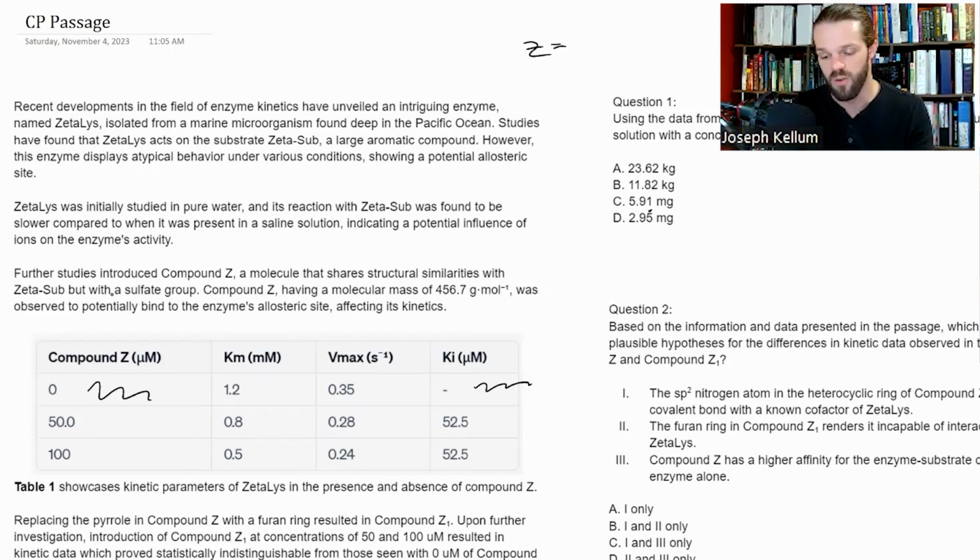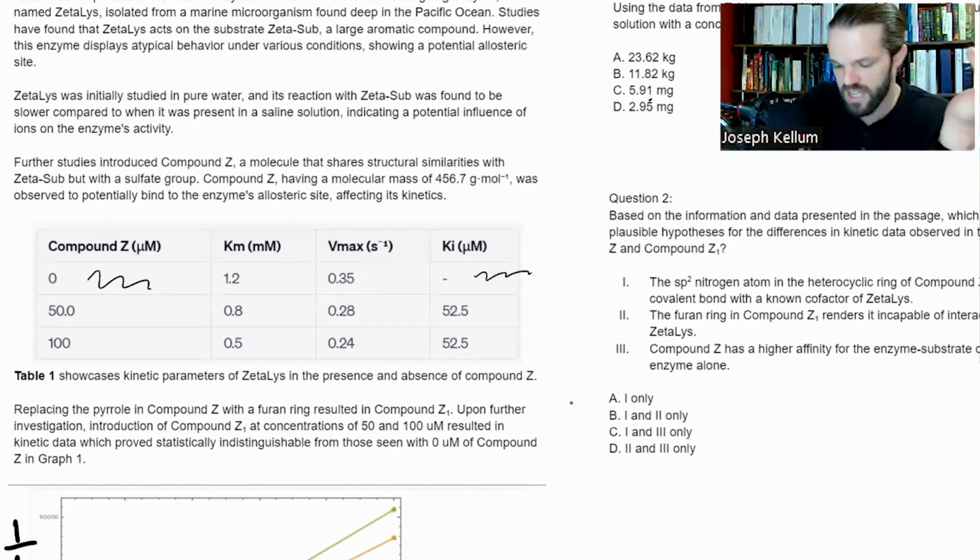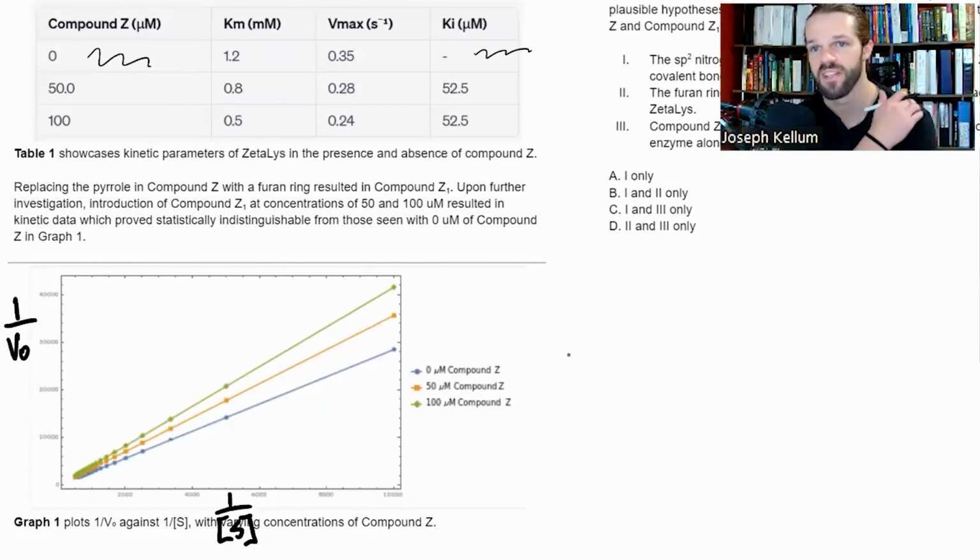So another thing that I might note is that because Vmax is changing right off the bat, I know that compound Z does not bind to the active site. So I already know that compound Z is not a competitive inhibitor. It's not going to have any action at the active site, probably. So those are intuitions that I can get from looking at that table. And I promise it wouldn't take me 5 minutes to do that on a real passage as I'm going through.